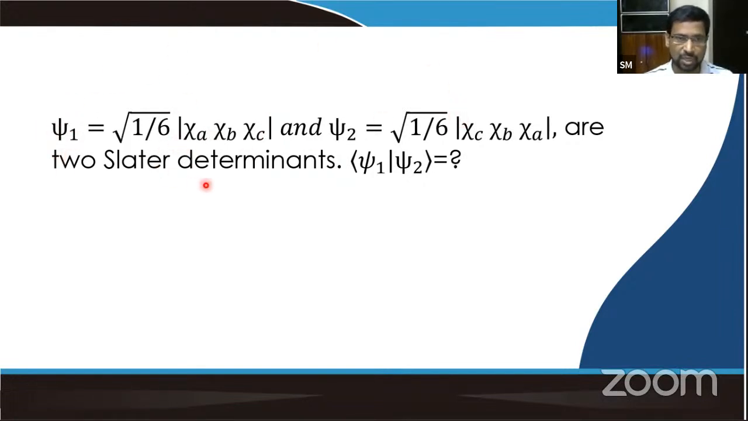So we know that when I exchange two electrons, the Slater determinant becomes negative. So psi1 and psi2 are related to each other. In fact, they are negative of each other. If psi1 and psi2 were equal to each other, then since they are normalized, their inner product would have been +1. But since they are negative of each other, their inner product is going to be -1.